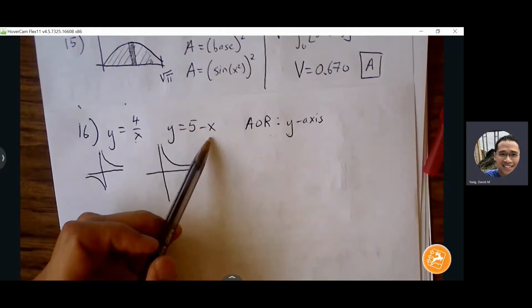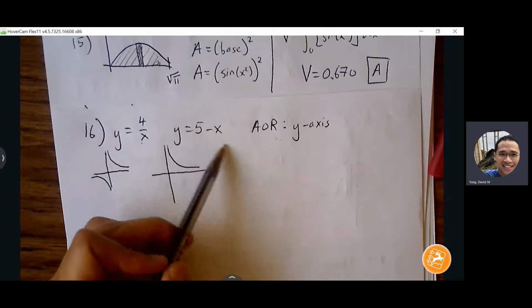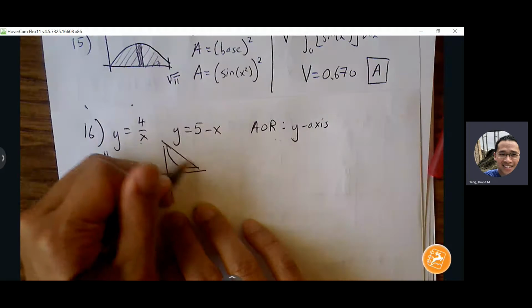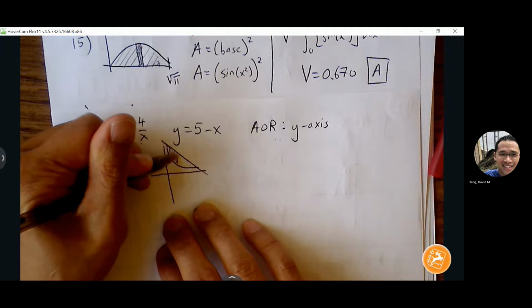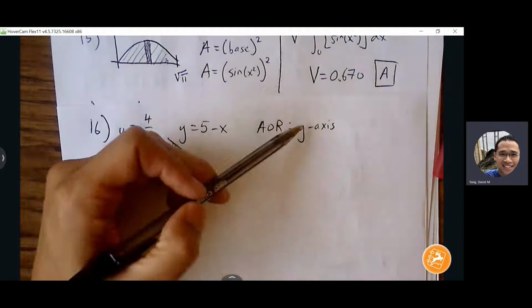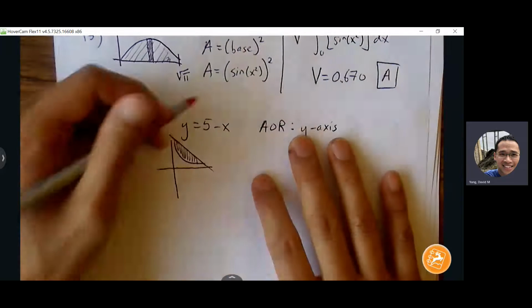5 minus x is going to be a graph with a negative slope and a y-intercept at 5. So maybe something like this. The axis of revolution is the y-axis.